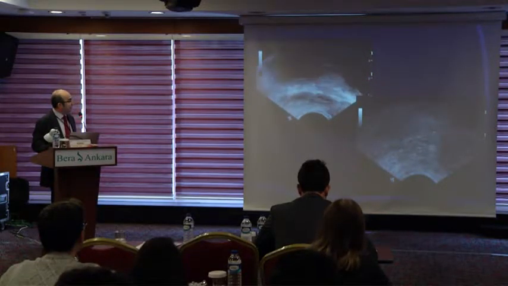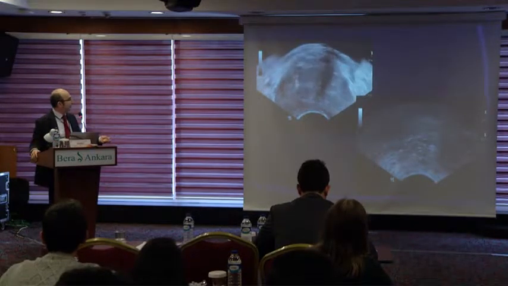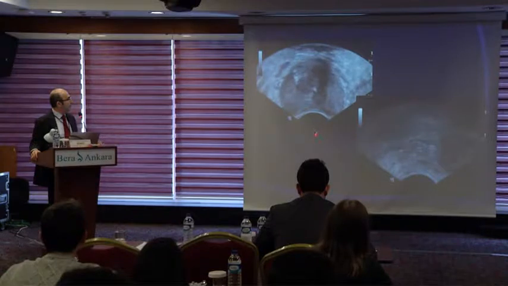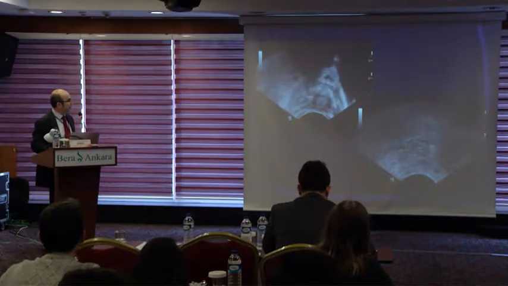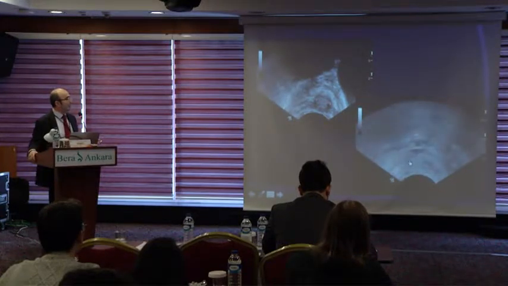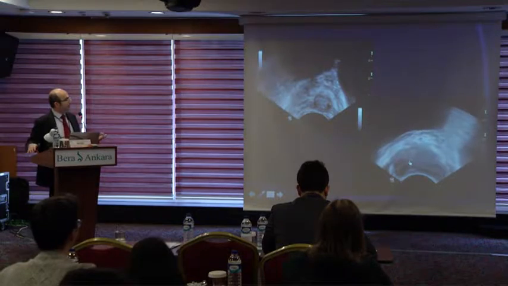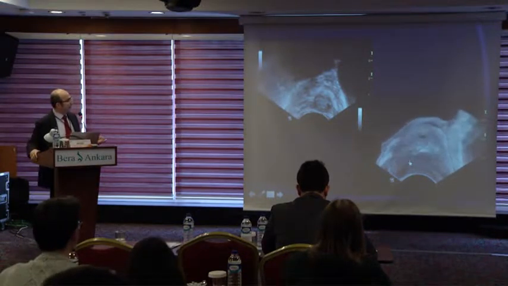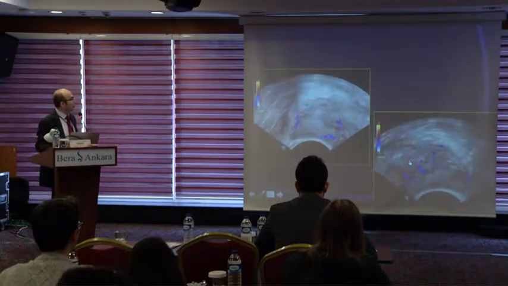This is the axial scanning. So you see the hyperplastic inner gland and the peripheral zone. We do the same scanning in the longitudinal plane. We start from the most lateral part of the prostate. We go towards the median lobe, very hyperplastic median lobe.